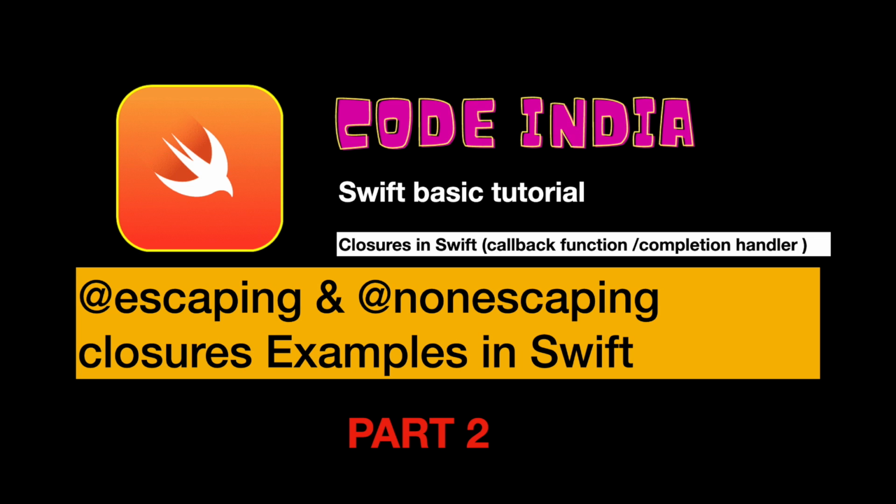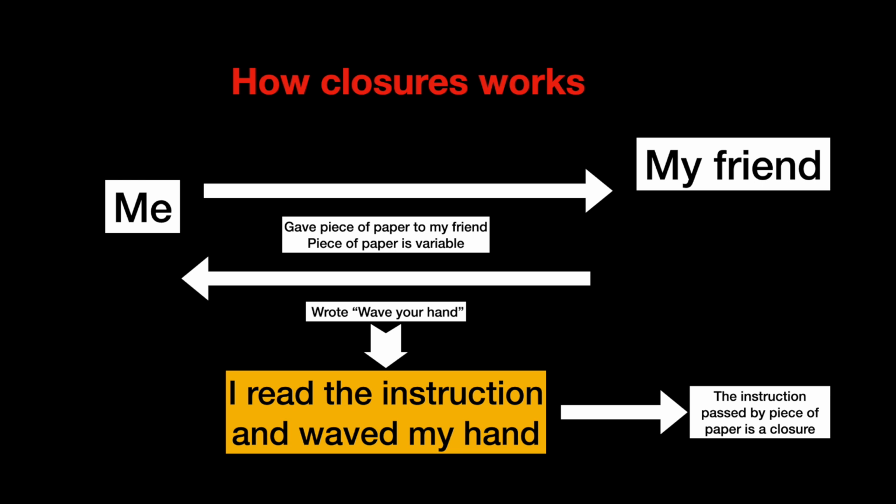So before I open my Xcode, let me give you a simple example from my day-to-day life to understand how the closure works. My friend gave an instruction to me: wave your hand. I hear the instruction of my friend and start waving my hand. Now, there can be another way of giving instruction. I write my name on a piece of paper and give this piece of paper to my friend.